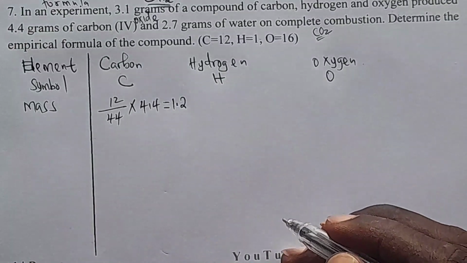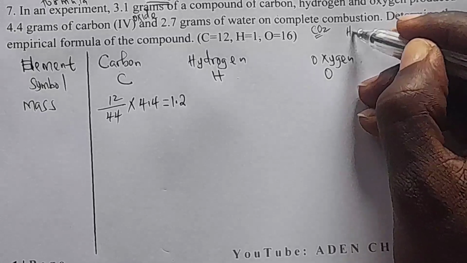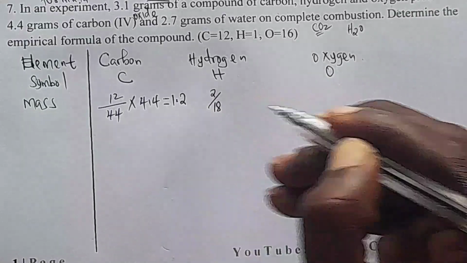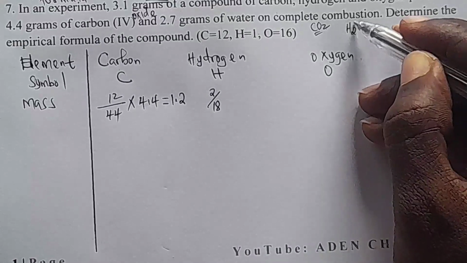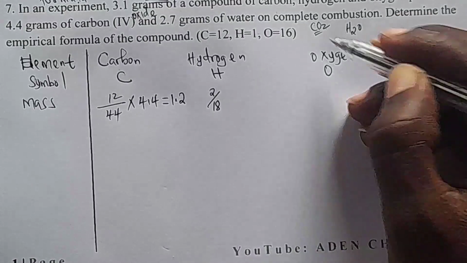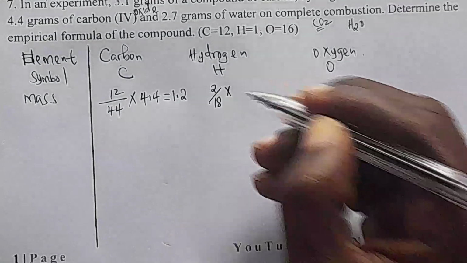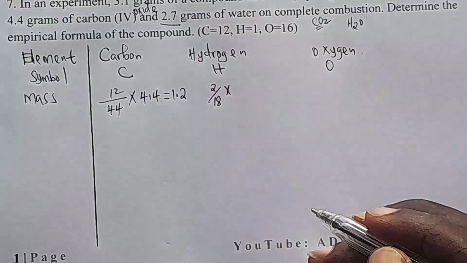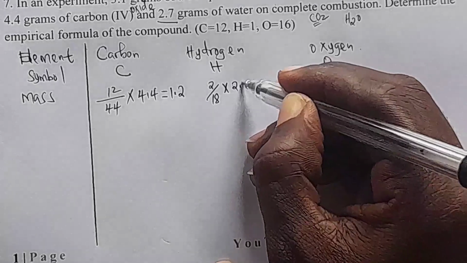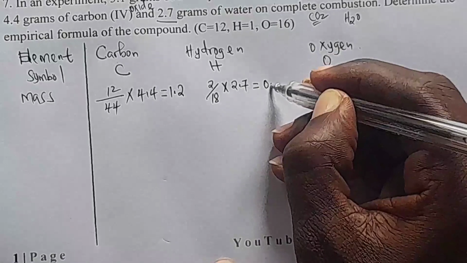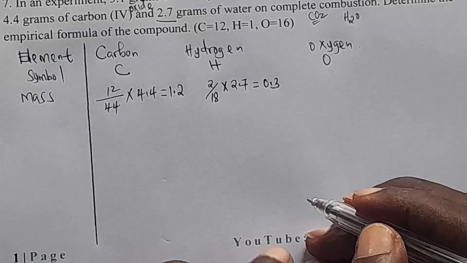Then let's go to the side of hydrogen. Hydrogen you get from water, and in water we have 2 hydrogen, so it will be 2 over 18. 18 we have gotten from 2 for hydrogen plus 16 for oxygen. If you add, it will give you a relative formula mass of 18. So times the mass of water, which was 2.7. Here we are going to get 0.3 grams.